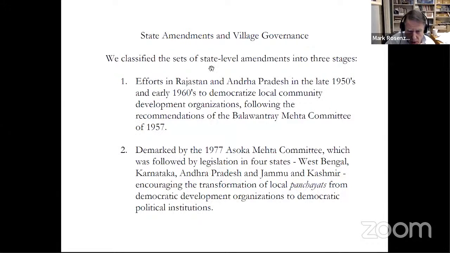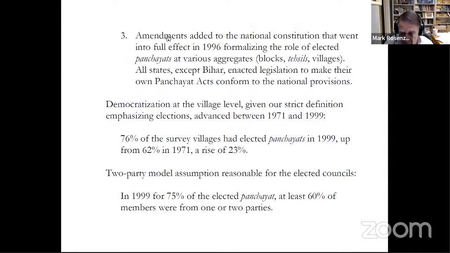What were those state amendments? Well, we classified them into 3 stages. All of these stages seem to have been initiated by some committee that was set up. The first efforts were in the states of Rajasthan, Andhra Pradesh, and then starting with another committee in 1977, there was legislation in 4 other states. And then there was a third stage where there was a national constitutional amendment that basically pushed all of the states to democratize at the village level. And all states did that, enacted legislation that pushed that, except for Bihar. Okay.